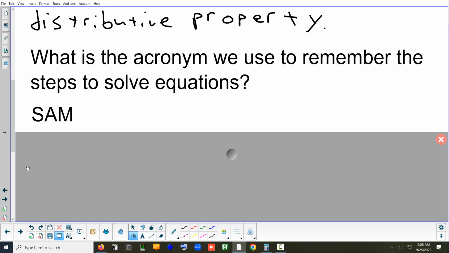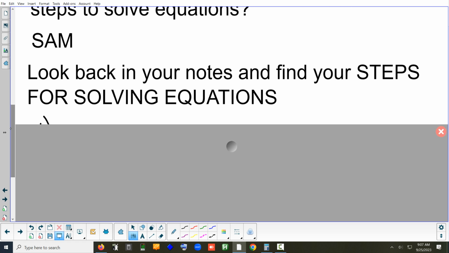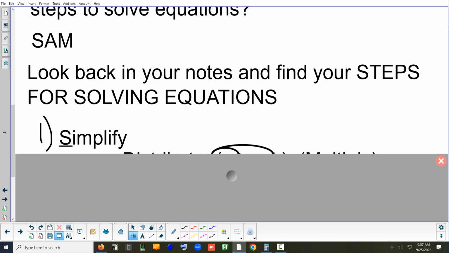So there's a few things we've got to do before that. There's part of it under this step that might be like combine like terms, which means you're looking for things that are the same. The S word? Simplify. Yep. All right, so we don't have to look back in your notes. We'll just review it. So we've got simplify.